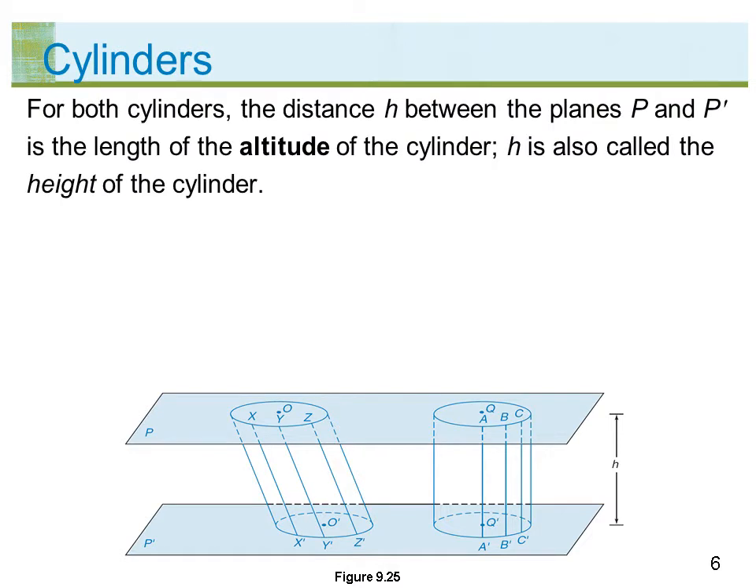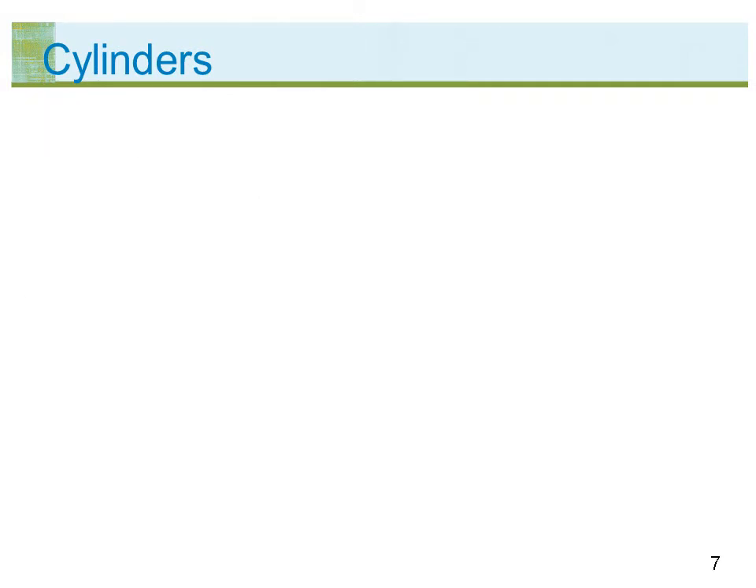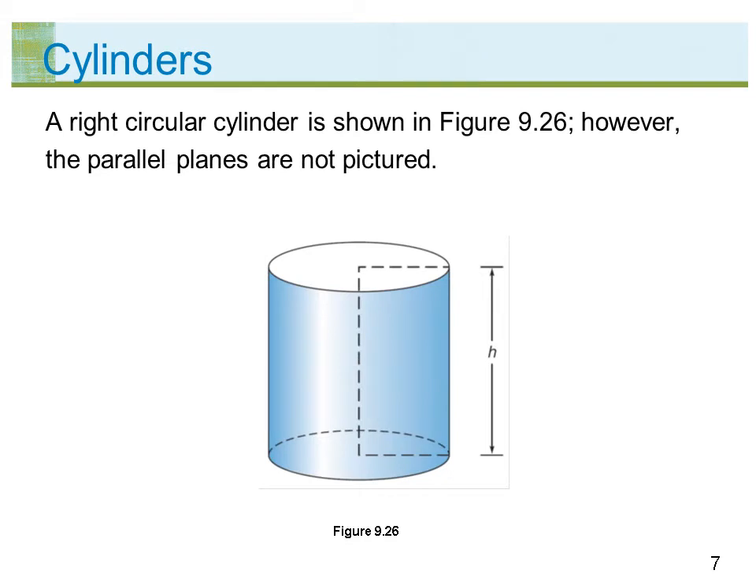For both cylinders, the distance h between the planes P and P' is the length of the altitude of the cylinder. h is also called the height of the cylinder. The congruent circles are known as the bases of each cylinder. A right circular cylinder is shown in Figure 9.26. However, the parallel planes are not pictured.